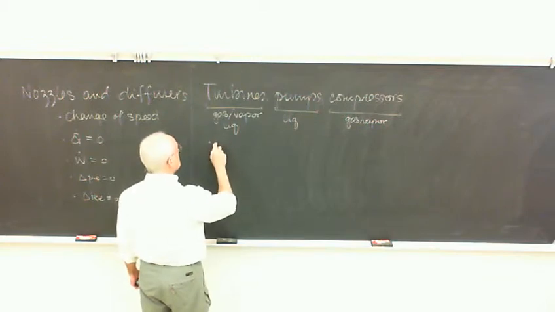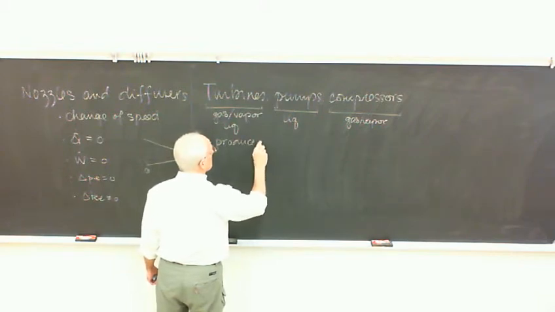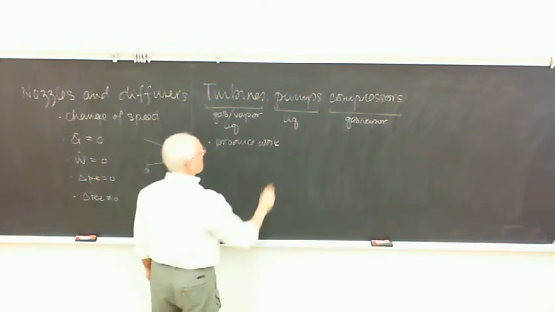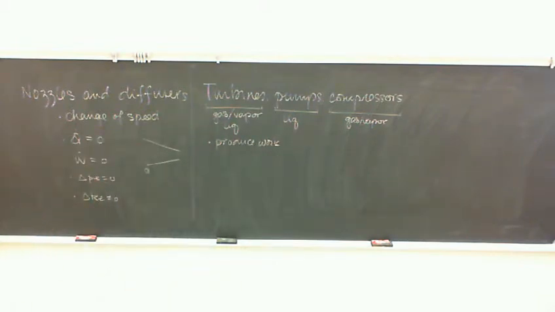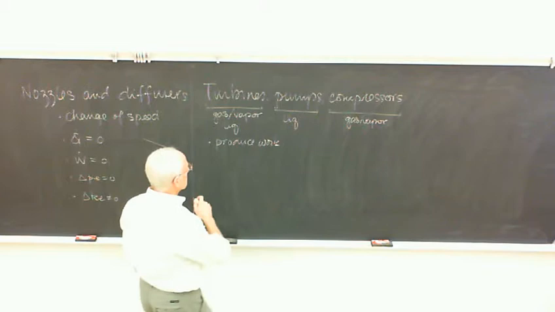Turbines, the purpose of them is to produce work. I can't think of any other instance in which we'd have a turbine running other than to produce work. What's done with that work? Well, there's lots of possibilities. Generally for power plants, they're connected to electrical generators, and then that's sent down the line to wherever it's to be used.